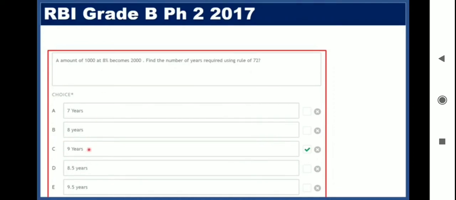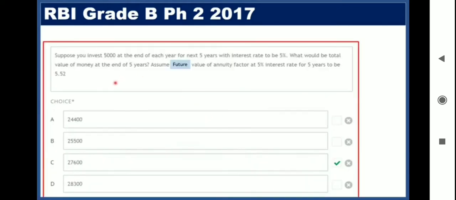So you can see that some of these questions were very easy if you knew the rule of 72 or 144, and there were some easy marks to be scored. The next question is, suppose you invest 500 at the end of each year for next 5 years with interest rate at 5%. What would be the total value of money at the end of 5 years?